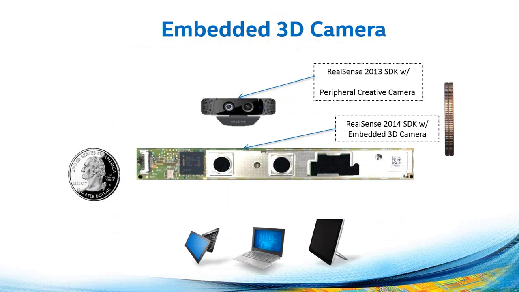So in 2013, we released the peripheral creative camera. It's the one you see on the top. And this camera, like I said, was a peripheral camera. It was released along with the RealSense 2013 SDK for early developers, just to get a concept of what the 3D depth camera is. Just recently, we released the 2014 RealSense camera, the one you're supposed to receive or already received.